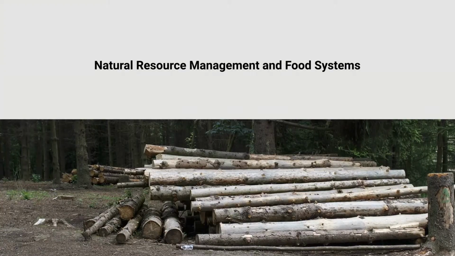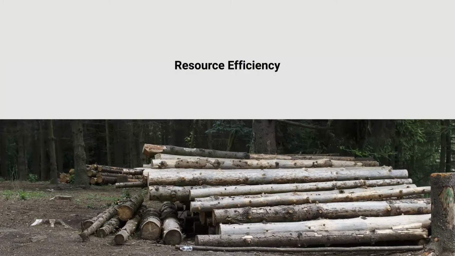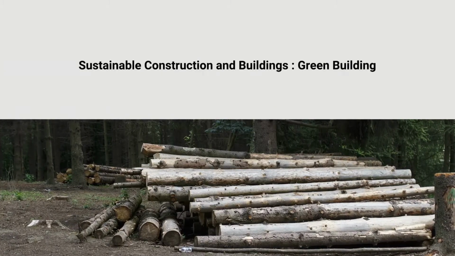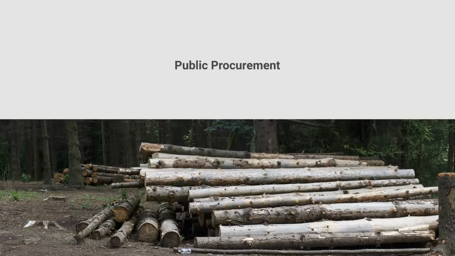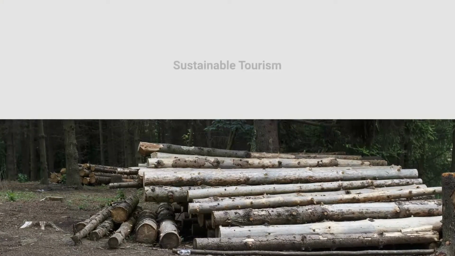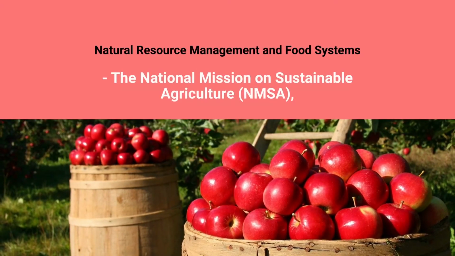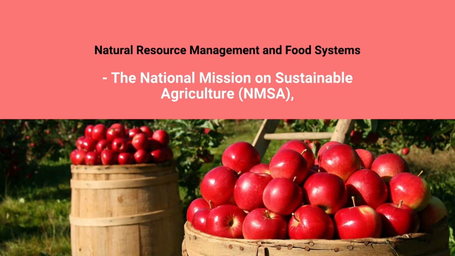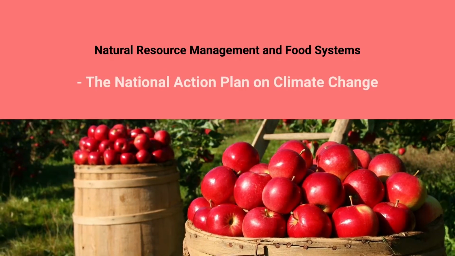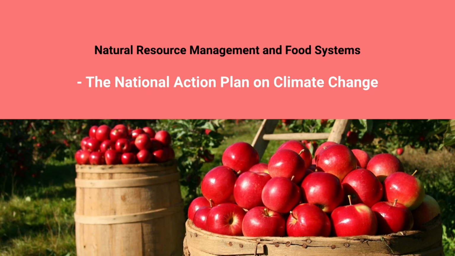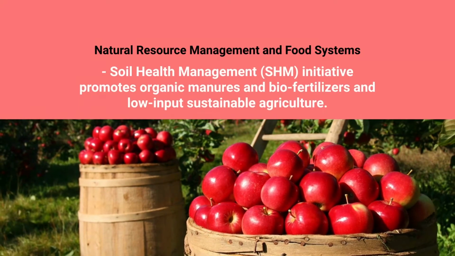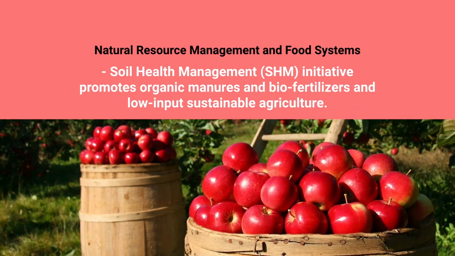The approaches India is following can be looked into under natural resource management and food system, resource efficiency, sustainable construction and building, public procurement system, then sustainable tourism system. Under natural resource management and food system, we have the National Mission on Sustainable Agriculture, under the National Action Plan on Climate Change, that strives to optimize agricultural productivity and mitigate climate change impact. The Soil Health Management Initiative promotes organic manures and biofertilizers and low input sustainable agriculture.